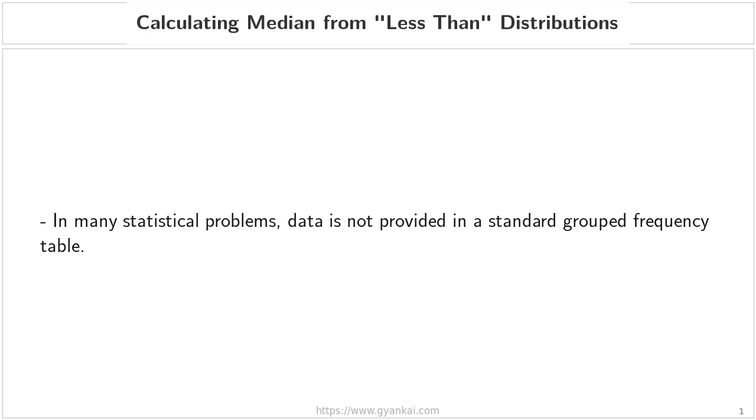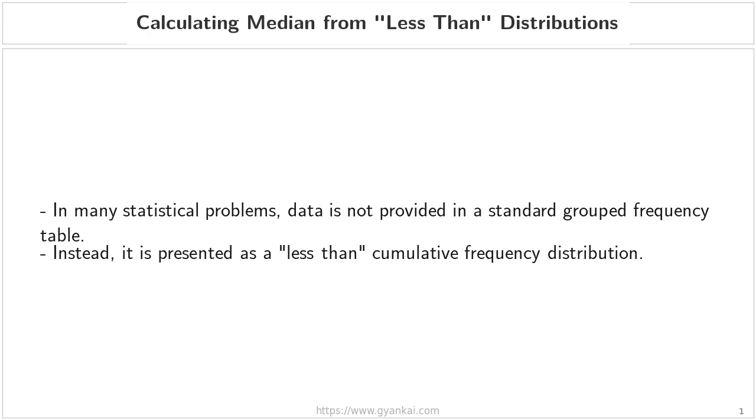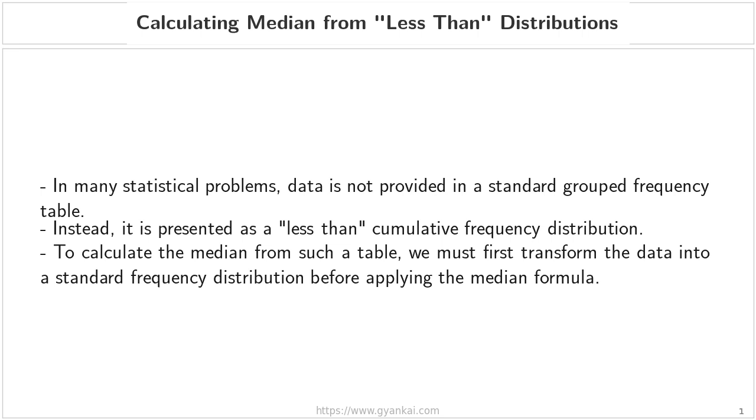Now, you might be used to seeing data presented in a standard grouped frequency table, where each class interval has its own clear frequency. However, in many real-world statistical problems, data isn't provided that simply. Instead, you will often encounter what we call a less than cumulative frequency distribution. This can look a bit confusing at first because the numbers are cumulative rather than individual. Because of this, we cannot jump straight to our usual median formula.